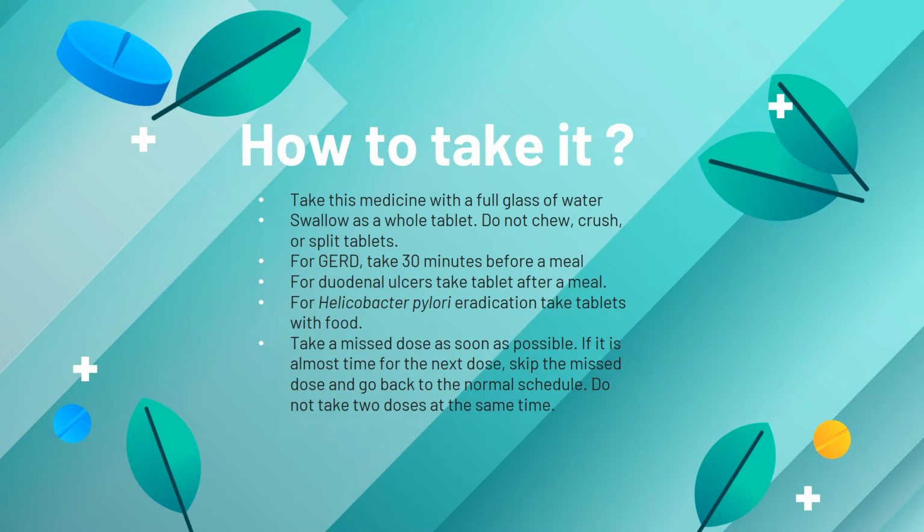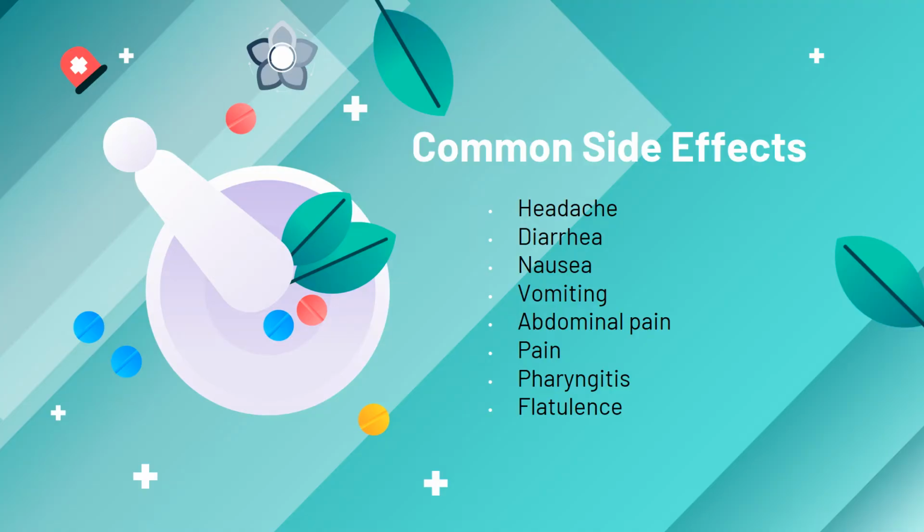If the patient happens to miss a dose, take the medication as soon as possible. If it is almost time for the next dose, skip the missed dose and go back to the normal schedule. Do not take 2 doses at the same time. The most common side effects of this medication include headache, diarrhea, nausea, vomiting, abdominal pain, general pain, pharyngitis, and flatulence.